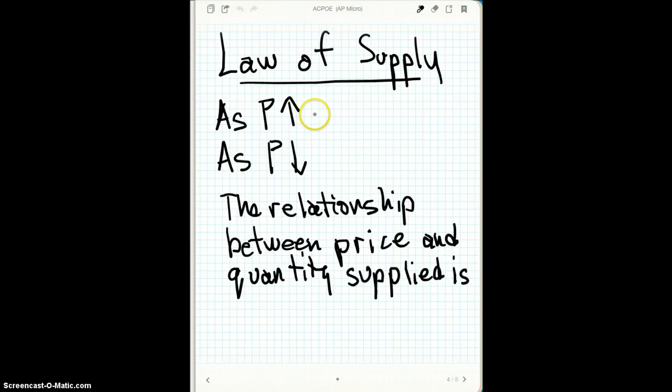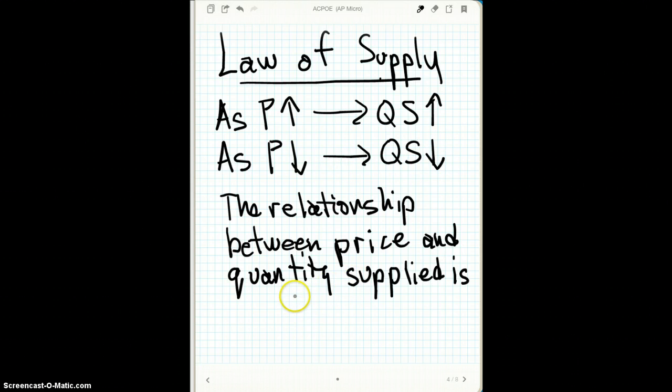It says that as the price of a product goes up, that is followed by the quantity supplied by producers also going up. And as the price of a good falls, the quantity supplied by producers also falls. So the relationship between price and quantity supplied is direct or positive. The variables move in the same direction.